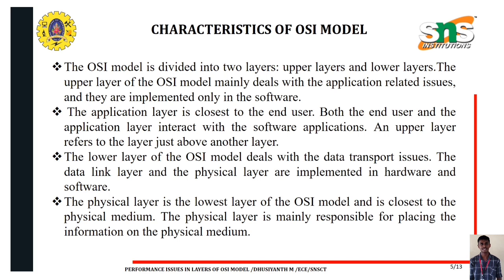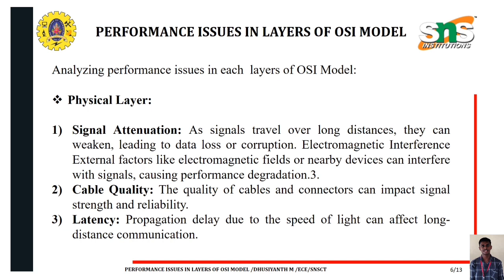An upper layer refers to the layer just above another layer. The lower layer of the OSI model deals with the data transport issues. The data link layer and the physical layer are implemented in hardware and software. The physical layer is the lowest layer of the OSI model and is closest to the physical medium. The physical layer is mainly responsible for placing the information on the physical medium. And that's all about the characteristics of the OSI layer.